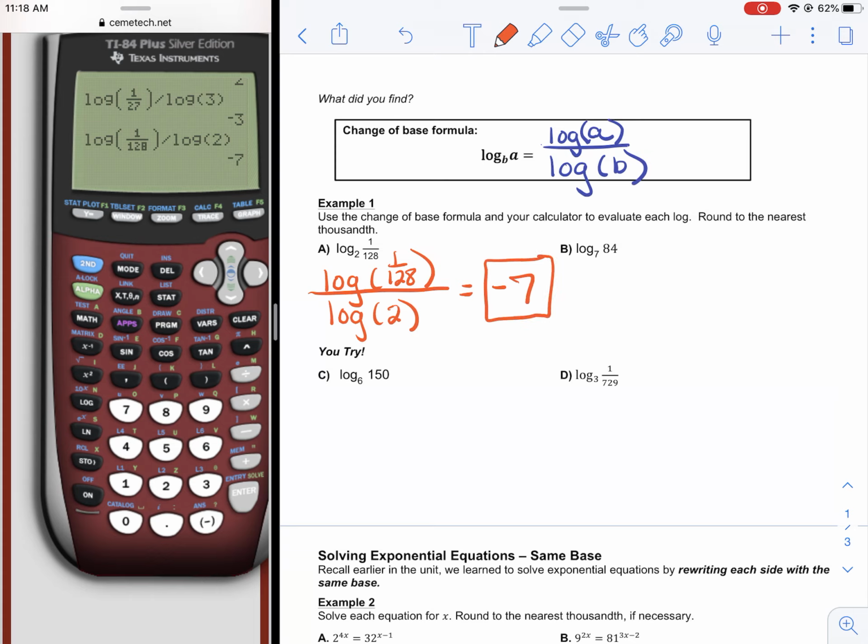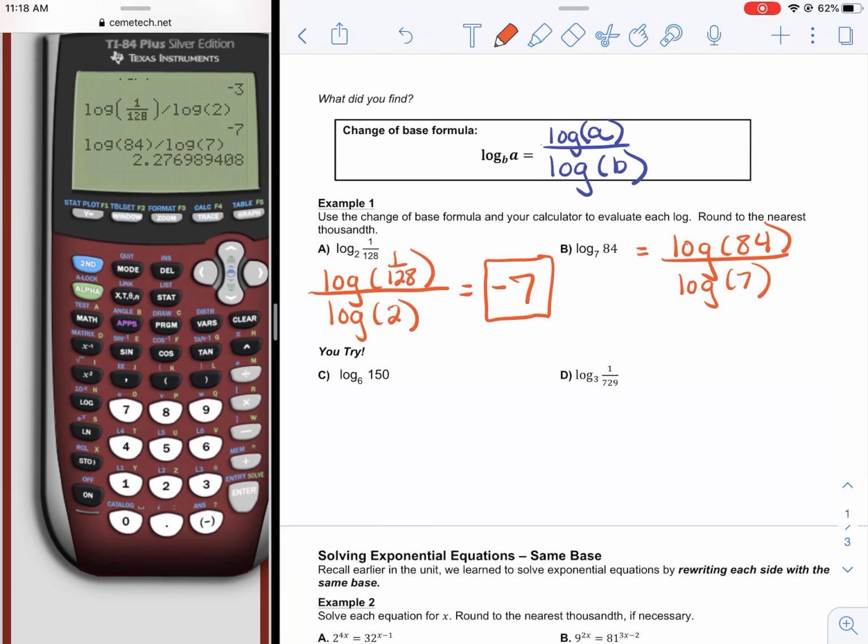And this one, we just get -7, so we don't have to round that. Okay, it makes sense that your answer is negative because you started with a base of 2, and now you have 1 over 128. Okay, so the next problem, we're going to do log of the argument. So log of 84, close the parentheses, and then divide that by log of 7. Okay, so in the calculator, we have log of 84 divided by log of 7. And the answer is 2.277. Okay, so if we round that to 3 decimals, that 9 bumps the 6 up to a 7.